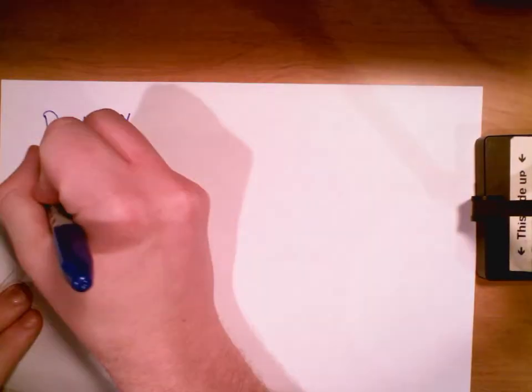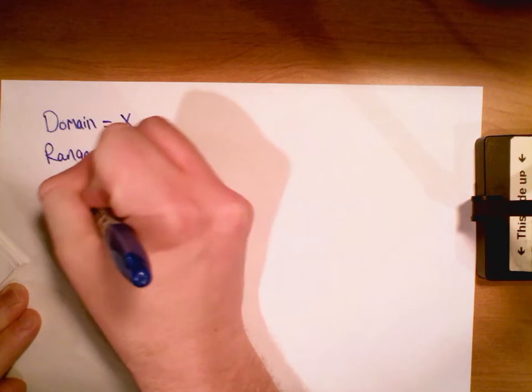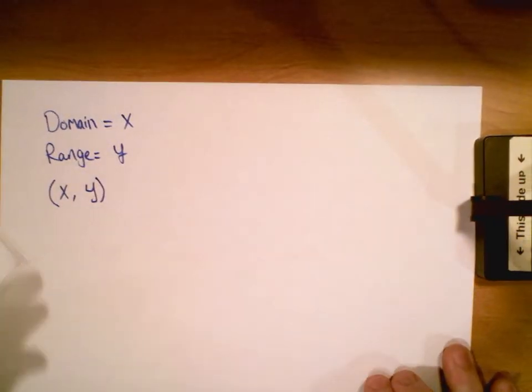When given both domain and range, you'd make an ordered pair, which if I could zoom in, that'd be great. So, say, for example, x and y. Okay, so here's our x and y.